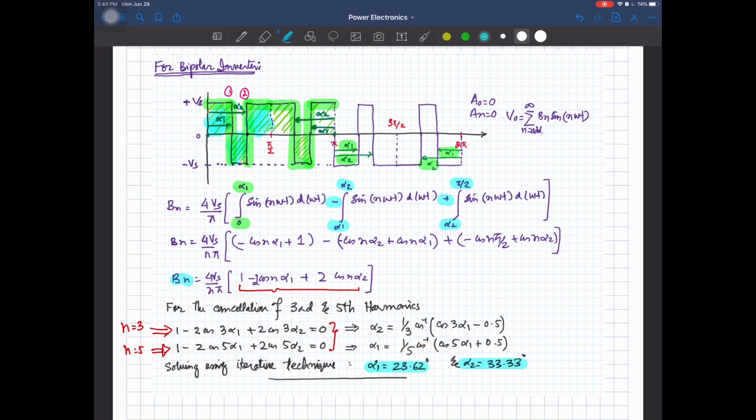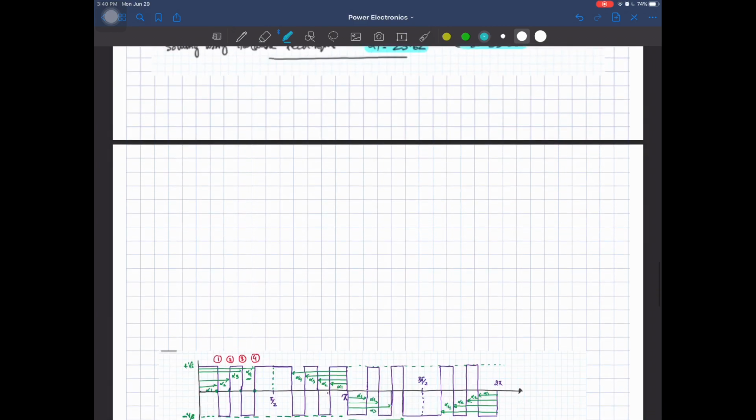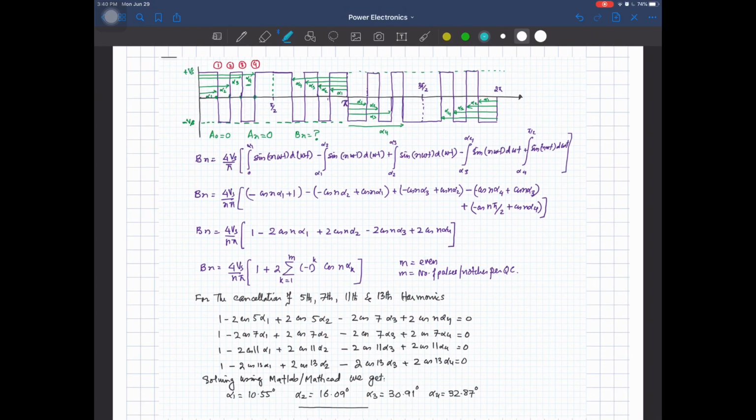Okay, now let's discuss more edges or notches per quarter cycle for the bipolar output. In this you can see that you have 4 edges: the first, second, third and fourth edge in the quarter cycle.